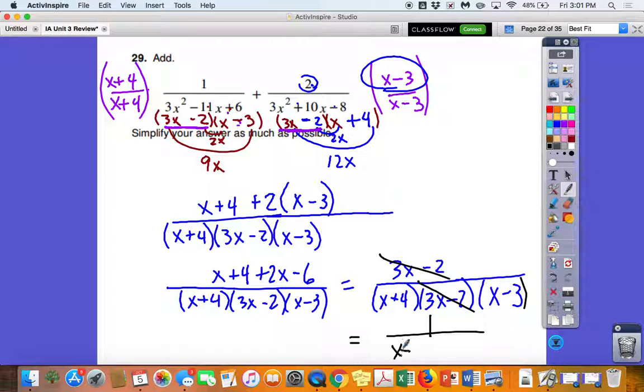It's like a placeholder. So I got x plus 4 in the bottom, and I got an x minus 3 in the bottom. Now I'm finished.